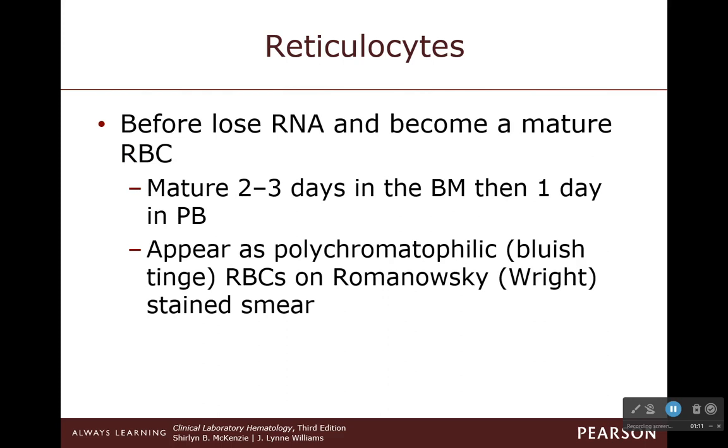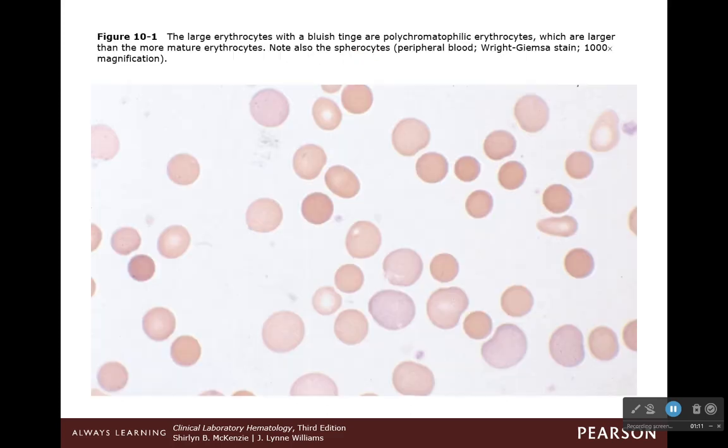They appear polychromatophilic, so they have that bluish tinge, and I showed you guys that on Wright stain the other day. This is what they look like. It's a little bit better. You can see the kind of bluish tint of them. Another thing you need to know about them is they're usually going to be macrocytes. We talked about macrocytes a while ago. Their MCV is going to be a lot larger because they're more immature than a normal erythrocyte.